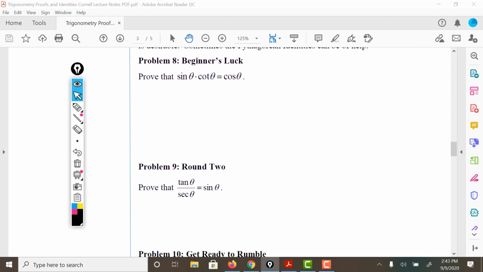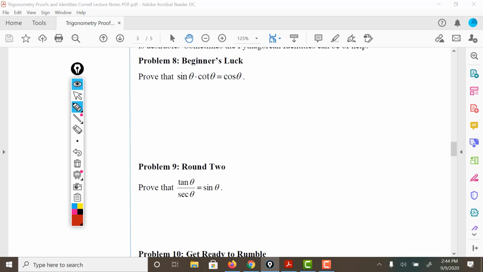We're going to do 8 and 9. Prove that sine times cotangent is cosine. So if you look at this equation, what we're saying when we say prove is you either make this look like this, or you make this look like this. I would suggest that the ugly side, which is this, is what we start with. It'd be easier to make the ugly side look like the simple side. So let's take the advice that I've suggested.